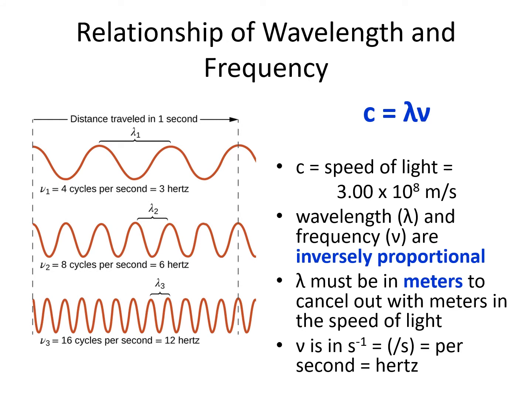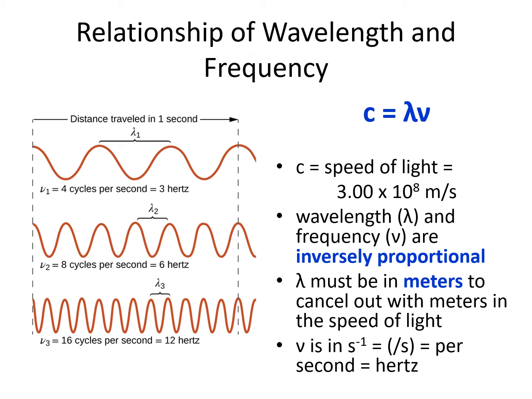Wavelength and frequency are related by the equation c equals lambda nu. C is the speed of light, which is a constant, and has the value 3 times 10 to the 8 meters per second. Because c is a constant, as one variable on the other side of the equal sign goes up, the other one must go down. Therefore, wavelength and frequency are inversely proportional. The wave on the top has a long wavelength and low frequency, whereas the wave on the bottom has a short wavelength and a high frequency.